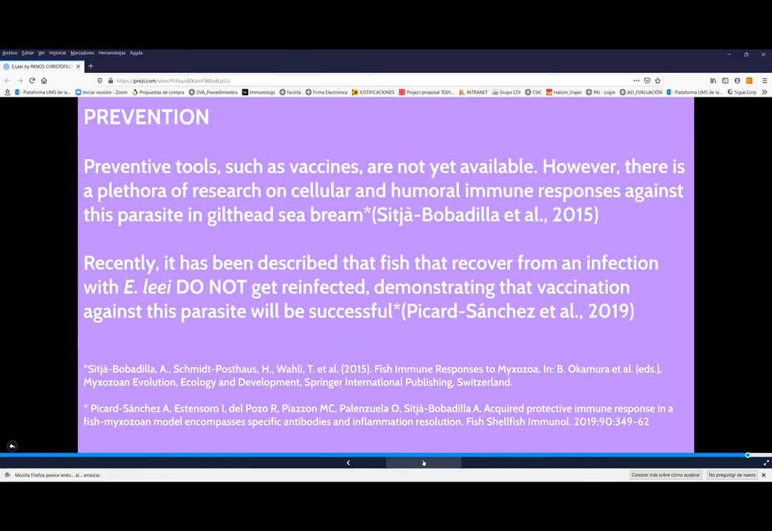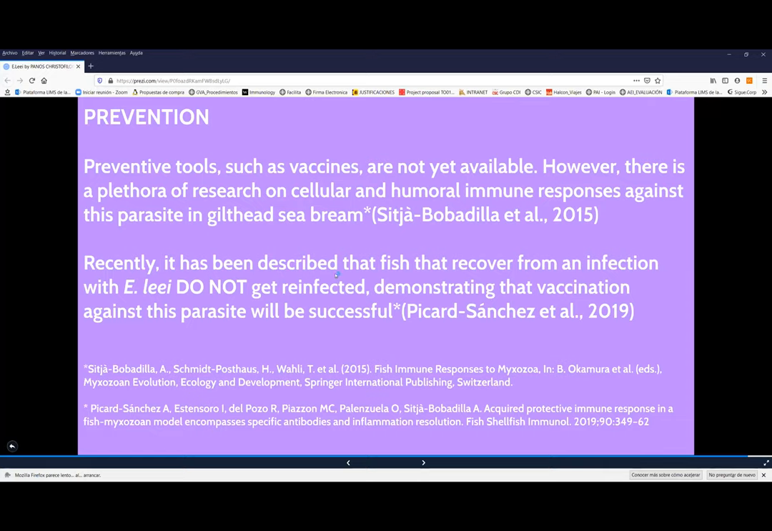And the last slide about prevention, we still also don't have any preventive tool, for instance, like a vaccine. However, there's a lot of research on cellular and humoral immune responses against this parasite. And we actually recently described that the fish that survive an infection with Enteromyxum leei, gilthead seabream surviving Enteromyxum leei, do not get reinfected. So this is actually the basis for vaccination. This is acquired immunity, and it's what you need to have a working vaccine.